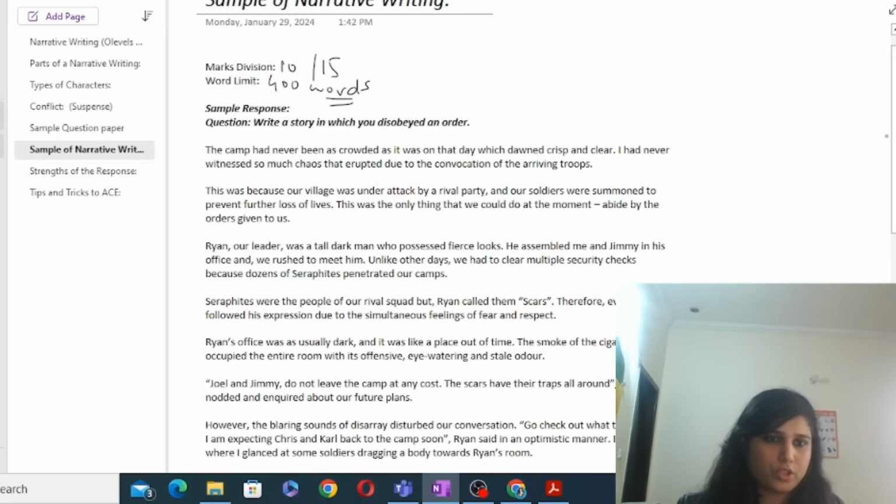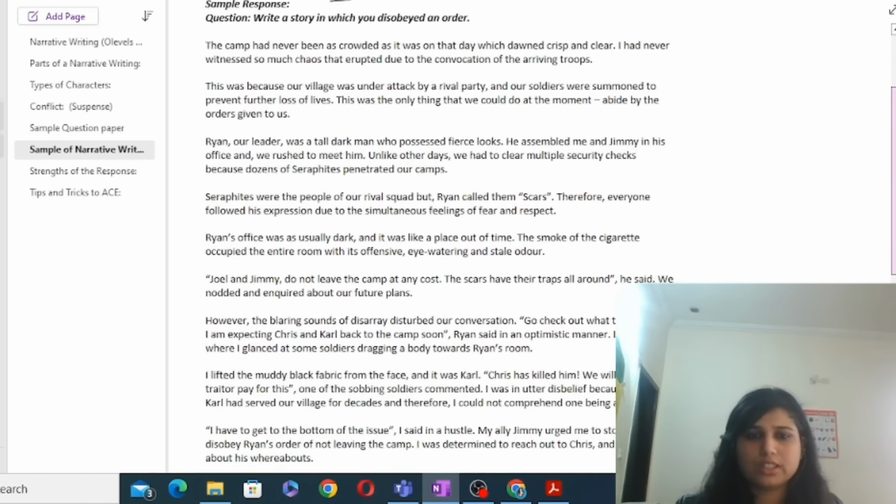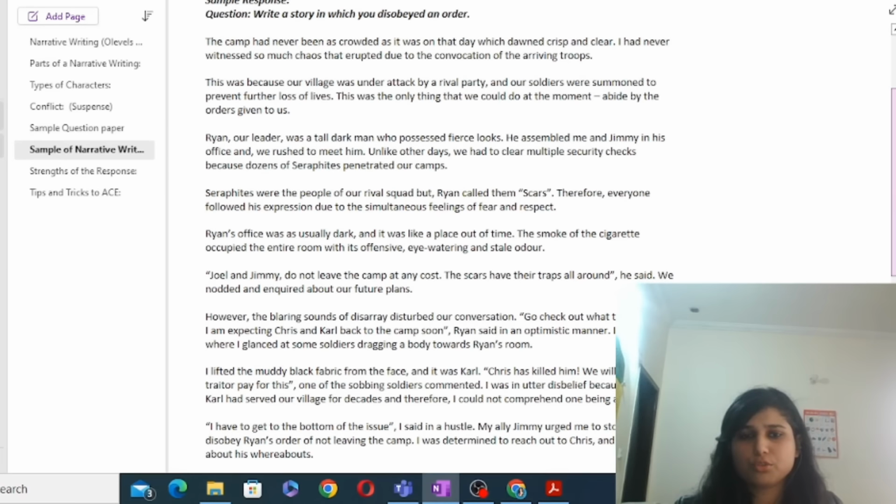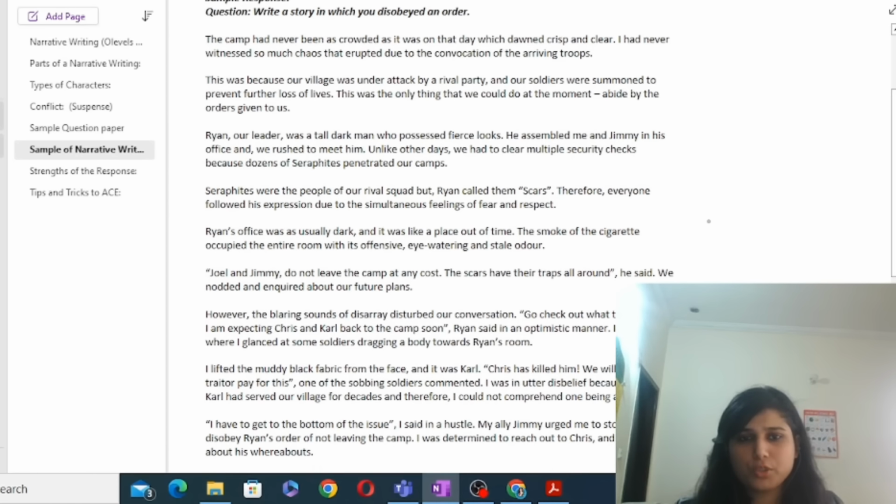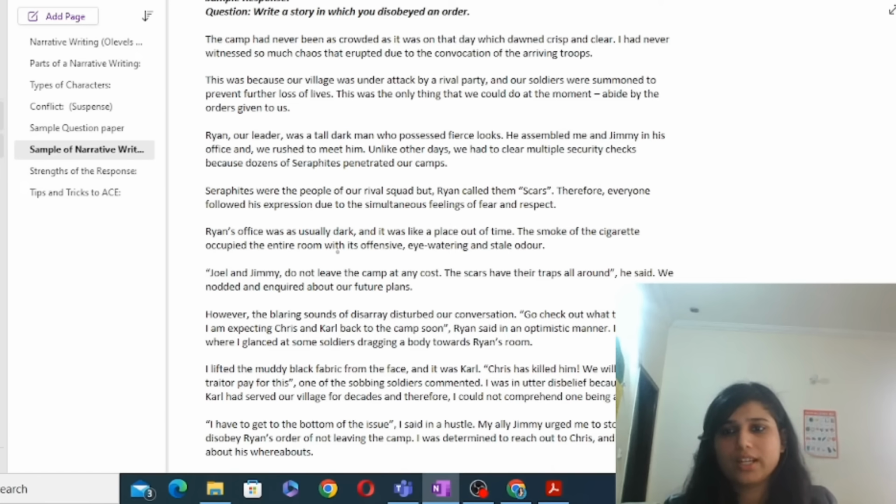This was the question in one of the narrative writings. So in this, the student has used the punctuation marks in such a good way, and the student has also written everything in detail. The hook, the beginning line, was extremely good. Okay, let's give a reading.